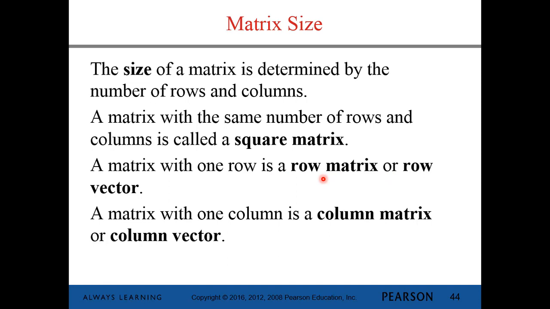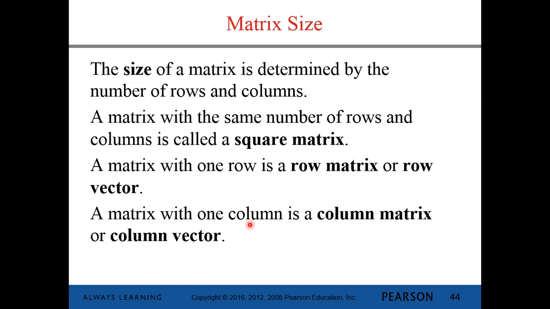Oh no, I misspoke. I'm sorry, there's no such thing as a zero. I don't know what I was thinking. A one row matrix we can call a row vector or a row matrix. So that would be like a 1 by 1, or a 1 by 2, 1 by 3, a 1 by 4. There's no such thing as a 0 by 1 or a 1 by 0. I misspoke there. So a matrix with one row is a row matrix or a row vector.